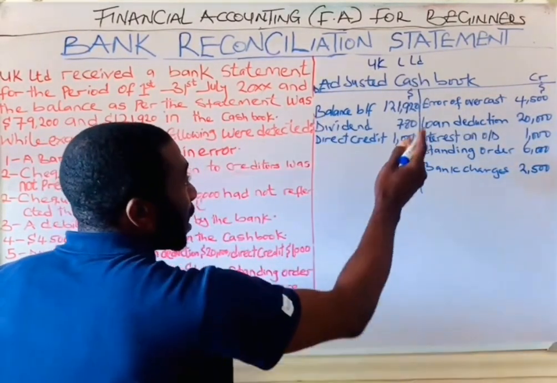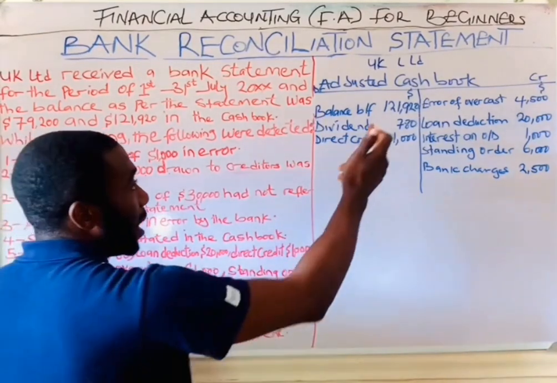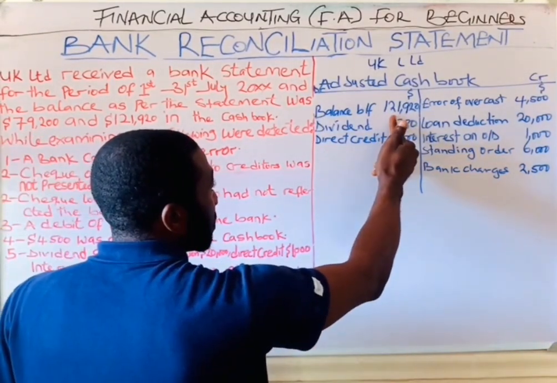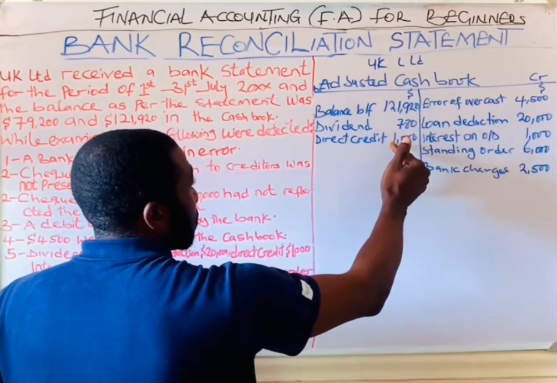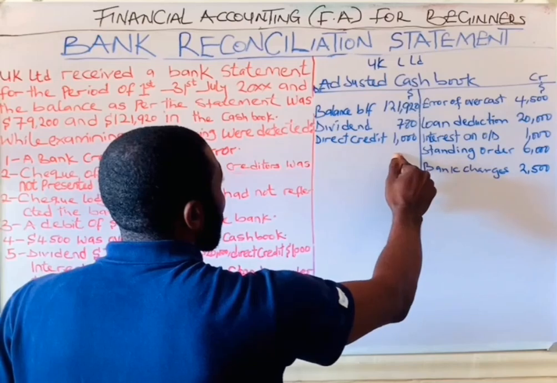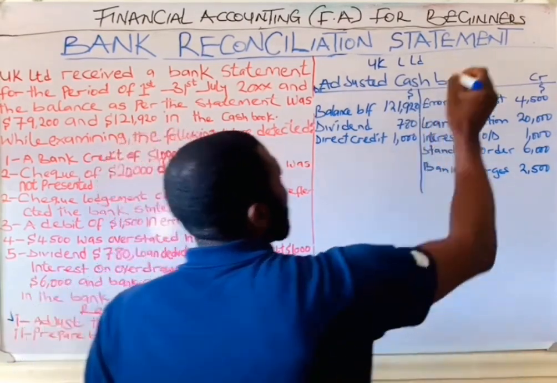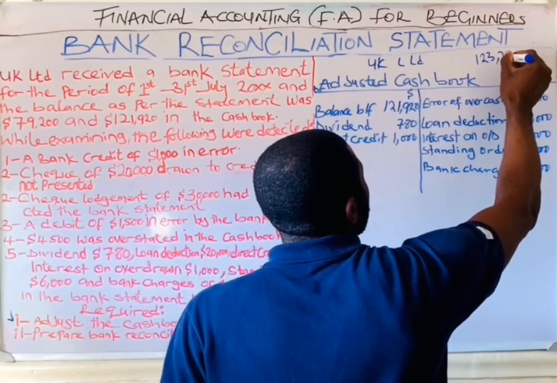So you now balance the cash book that you're adjusting. If you add $121,920, $780, $1,000, you will get $123,700.